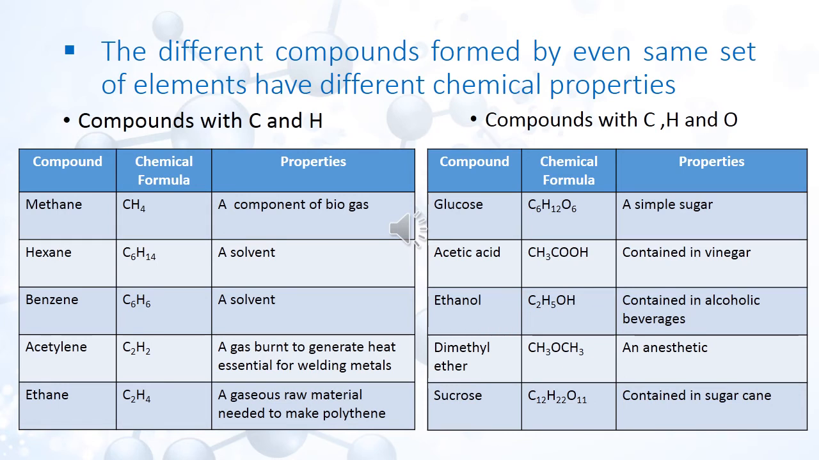Let's see another one. Compounds with carbon, hydrogen and oxygen. Here also glucose, acetic acid, ethanol, dimethyl ether and sucrose. You can see here carbon, hydrogen and oxygen atoms, elements, but they join in different ratios. So these compounds show different properties to each other.